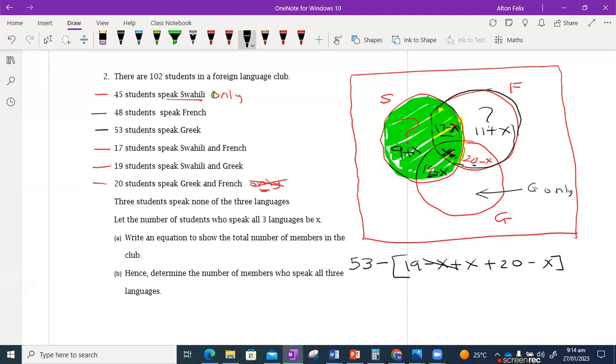And let's figure it out. Minus x will cancel with this plus x. 19 plus 20 is 39, so it will be 53 minus. We need to keep that bracket there, as you realize. That's 39 minus x. So it becomes 53 minus 39 minus minus x, which is plus x. 53 minus 39 is 14. So this becomes 14 plus x. Right, so we can put that here, 14 plus x.